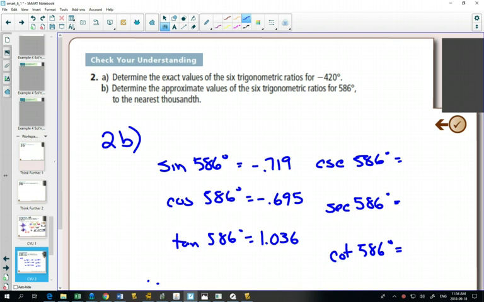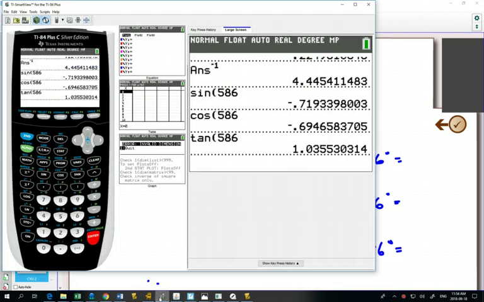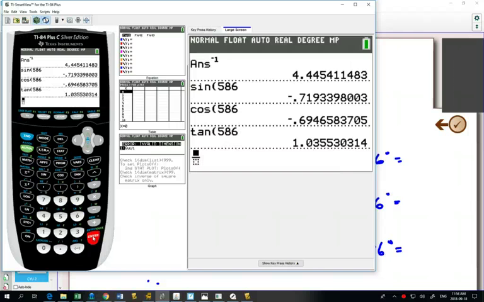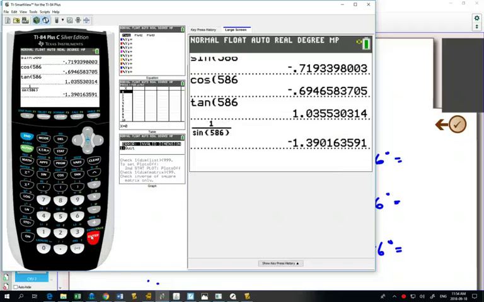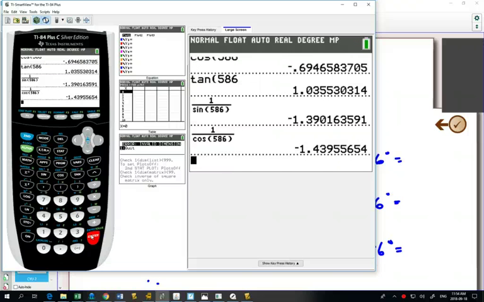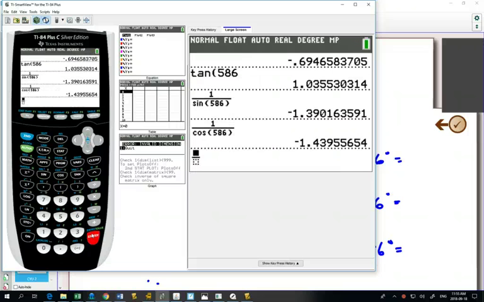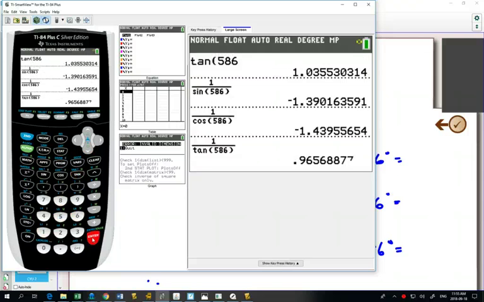So how do I figure out the other ones, cosecant, secant, and cotangent? Well, with my calculator, if I want to find cosecant, I'm going to have to do 1 divided by sine of 586. For secant, I'm going to have to do 1 divided by cos of 586. And for cotangent, I'm going to have to do 1 over tangent of 586.